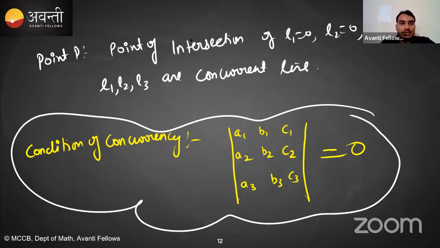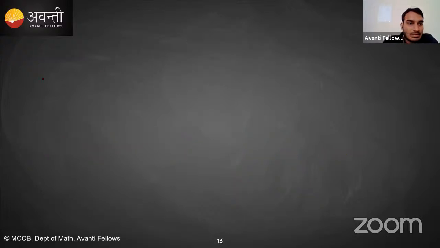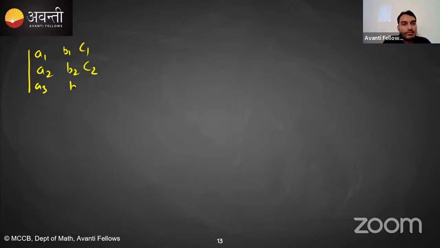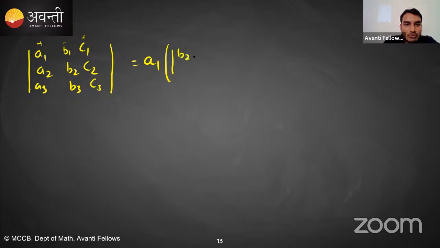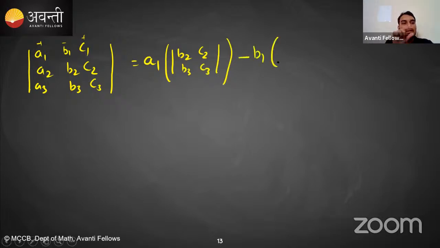So let's see. Our determinant is A1, B1, C1, A2, B2, C2, A3, B3, C3. Right? So how do you find it? First plus, minus, plus. So A1 as it is, times the determinant after deleting the row and column corresponding to A1. So we are left with B2, C2, B3, C3. Minus B1. Now delete the row and column corresponding to B1.